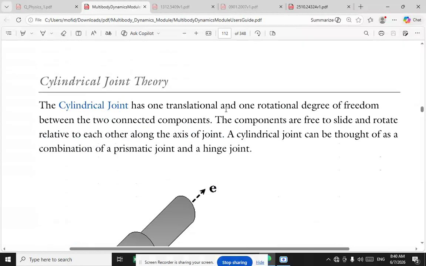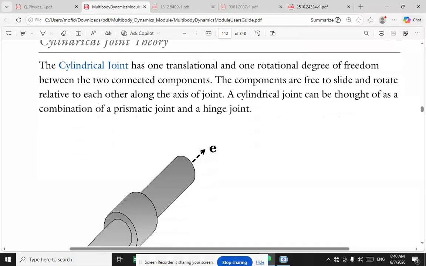Now I want to go through the cylindrical joint theory. The cylindrical joint has one translational and one rotational degree of freedom between the two connected components. The components are free to slide and rotate relative to each other along the axis of the joint. The cylindrical joint can be thought of as a combination of a prismatic joint and a hinge joint.